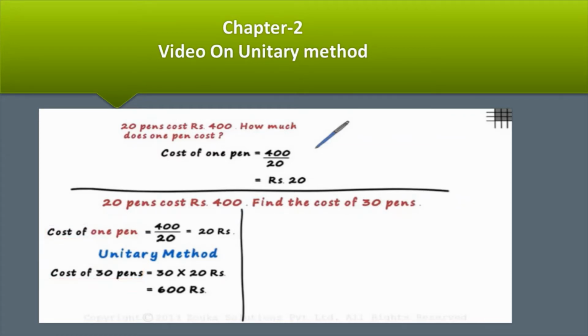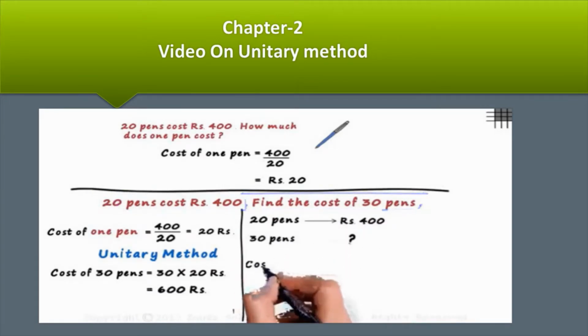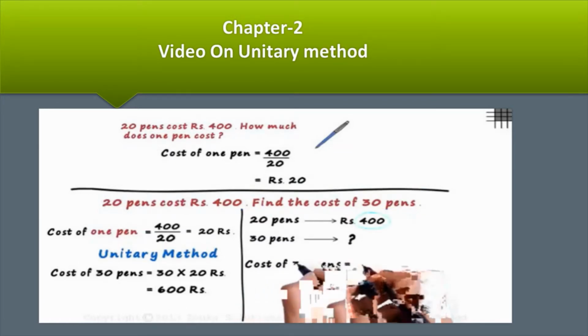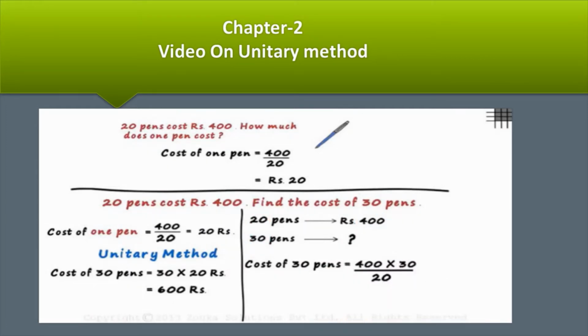There is another interesting way in which we can look at it. The question says that 20 pens cost 400 rupees. So how much do 30 pens cost? Cost of 30 pens is given as 400 multiplied by 30 divided by 20. Wow, we used just one step. We just multiplied these two terms and divided this product by this term. There are two ways in which you can understand this. First, we're actually dividing 400 by 20 to get the cost of 1 unit and directly multiplying this by 30 to find the total cost of 30 units.